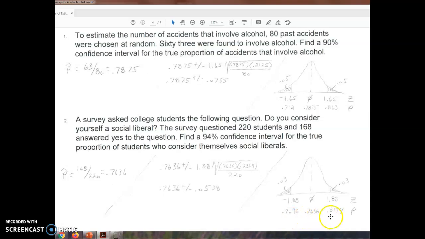We can get our upper confidence level by taking this number and adding this. That gives us 0.8174. Or we can get a lower confidence level by subtracting this number from this. So we are 94% confident that the true population proportion lies between here and here. The z-score is for a 94% confidence level. So we need 3% in our tails, which means we're looking for 0.97 in that table. I'll leave that to you.